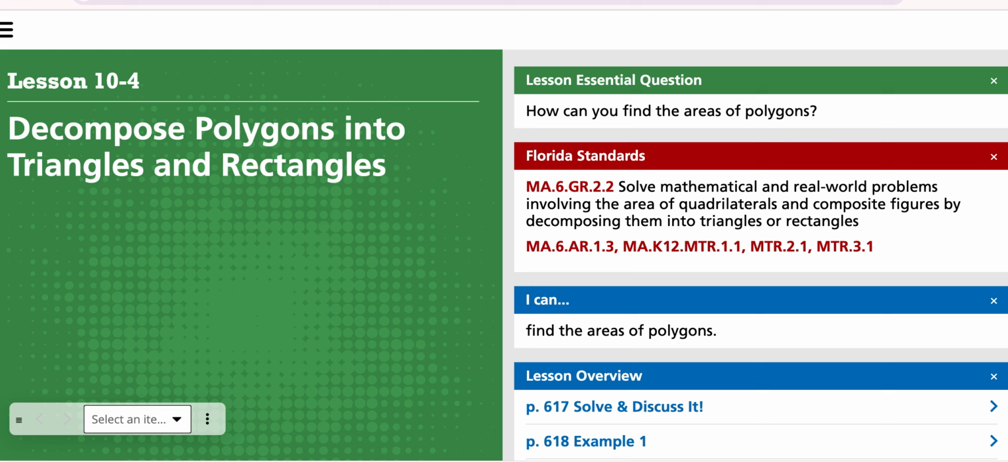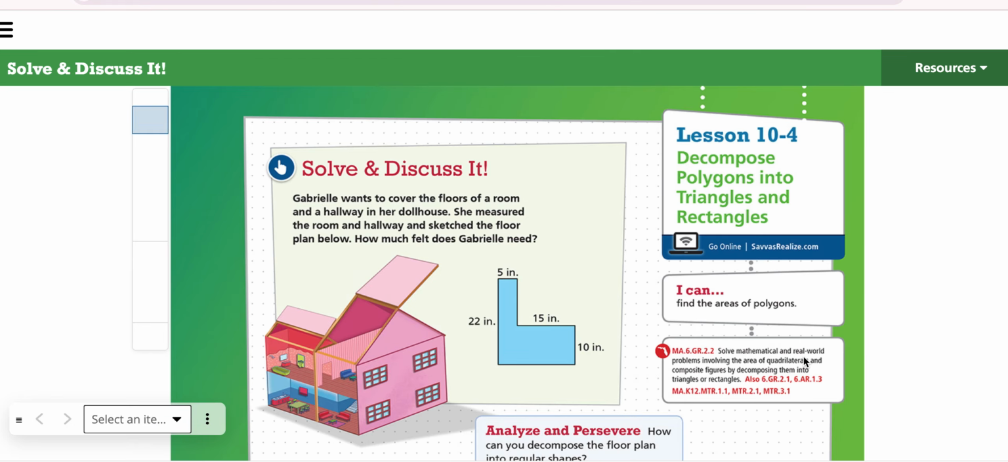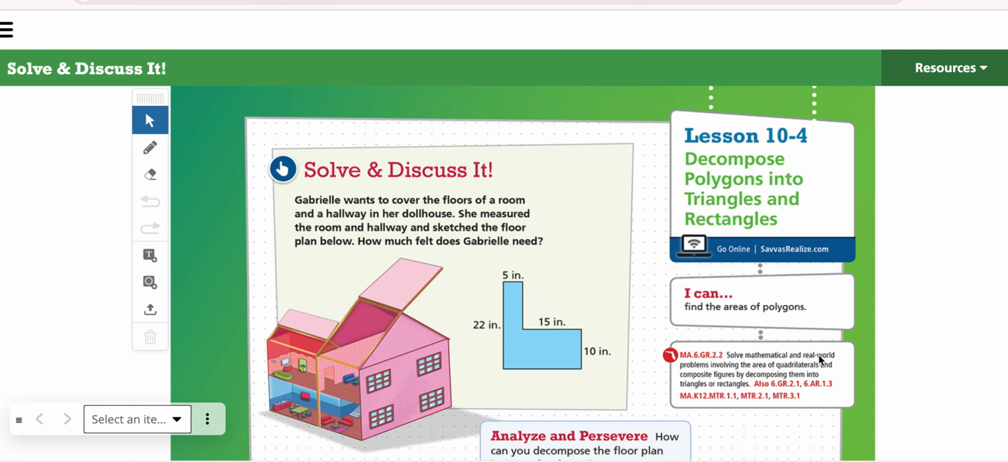Hello, this is Dr. Morales, and today we're going over lesson 10-4, Decompose polygons into triangles and rectangles. At the end of the lesson, you will be able to find the area of polygons. So let's get started. Make sure you have your packet with you so you can complete it as I do.